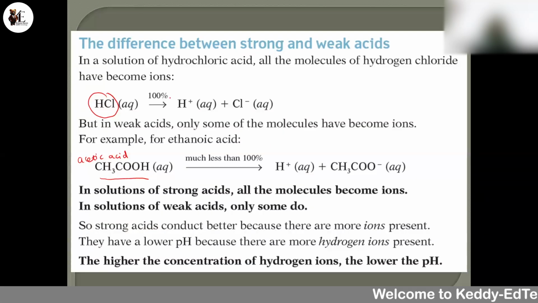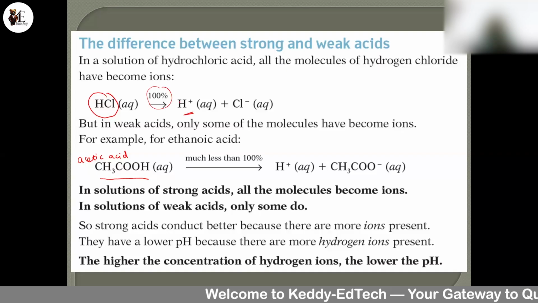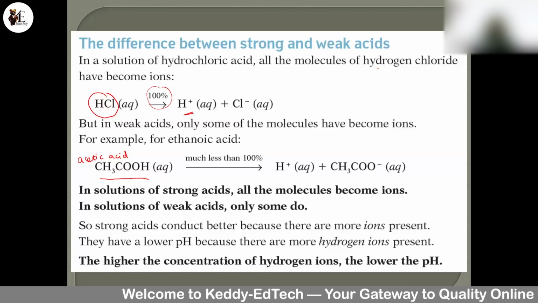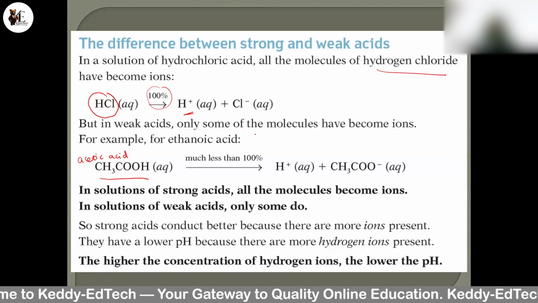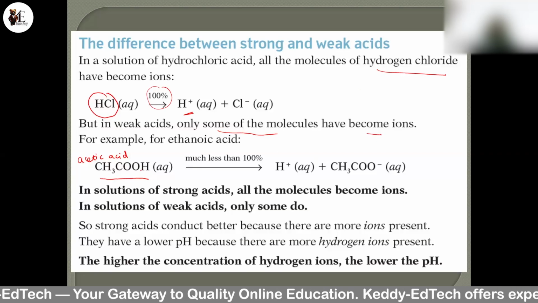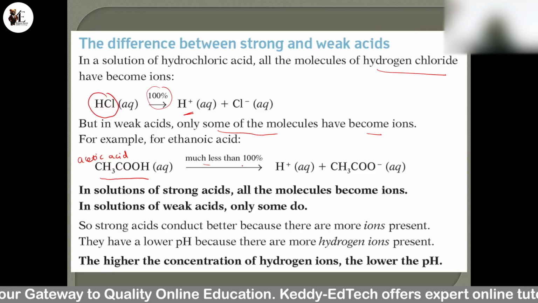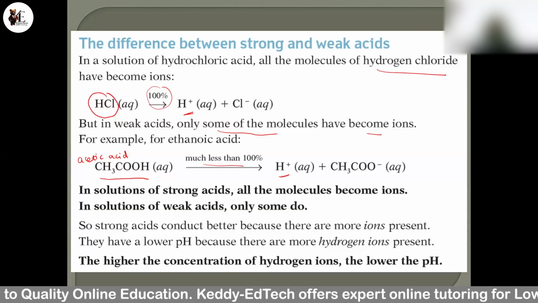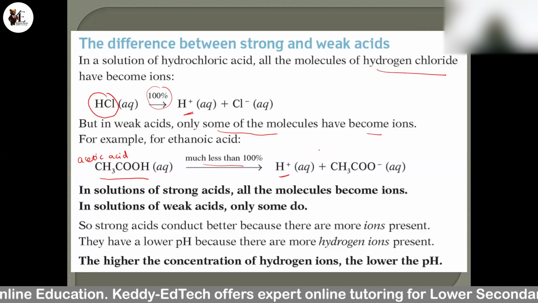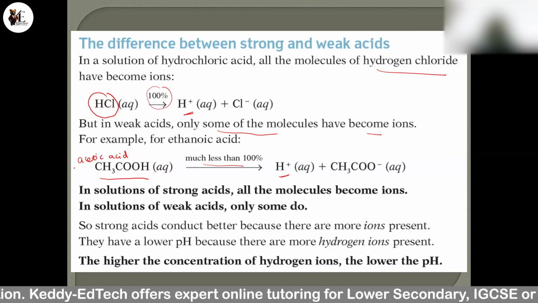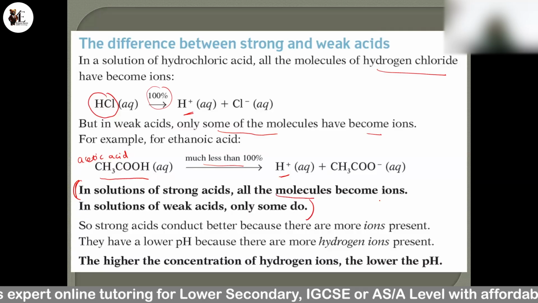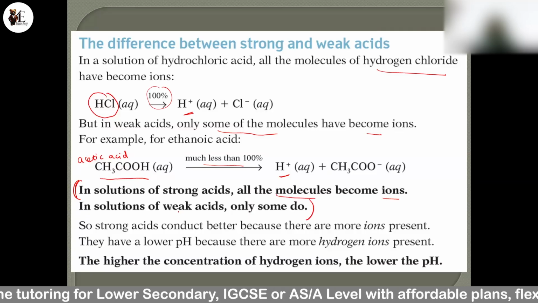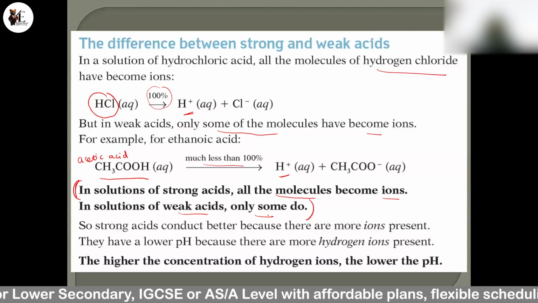Strong acids dissociate completely, 100%, to give us H+ ions. All the molecules of hydrogen chloride have become ions. But in weak acids, only some of the molecules have become ions. Acetic acid, ethanoic acid, dissociates much less than 100%, so some of its molecules will dissociate into ions. This is very important: in solutions of strong acids, all the molecules become ions, but in the solution of weak acids, only some do.